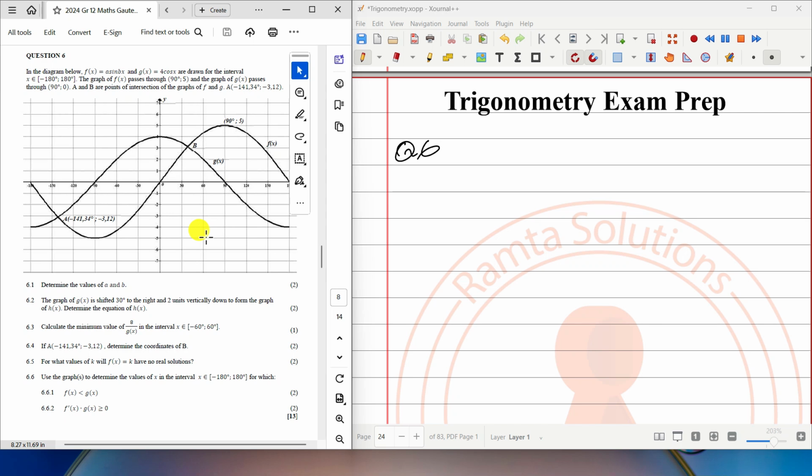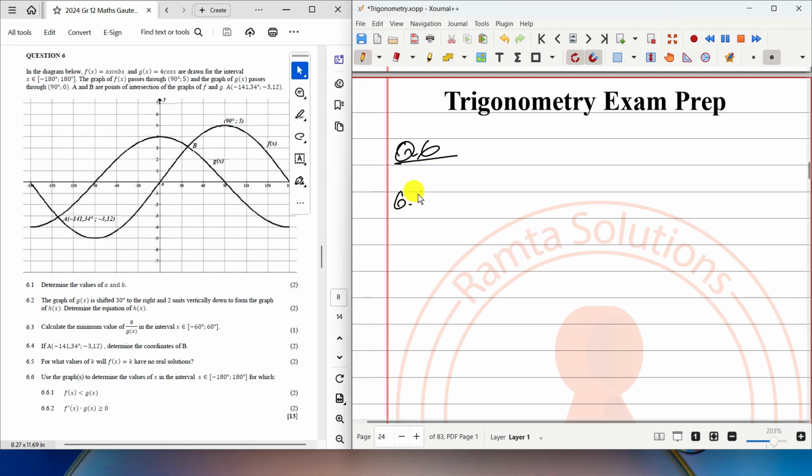Okay, through 90 and 0, I can see it. A and B are points of intersection of the graphs of f and g. A has coordinates (-141.34 degrees, -3.12). All right, cool. Determine the values of A and B.